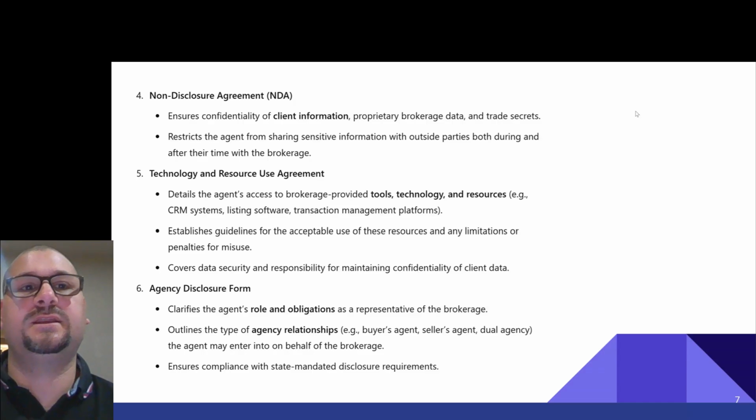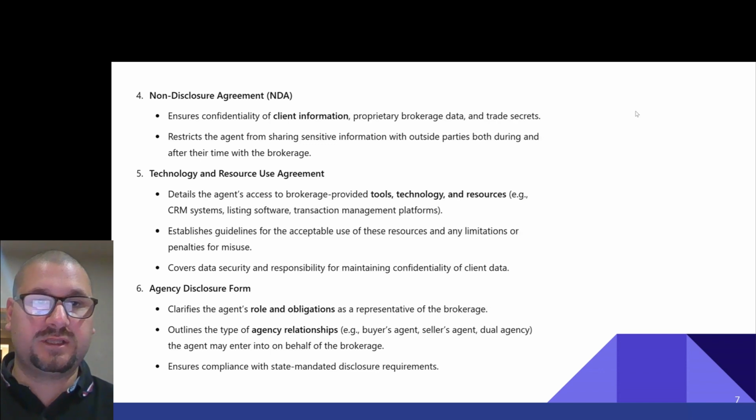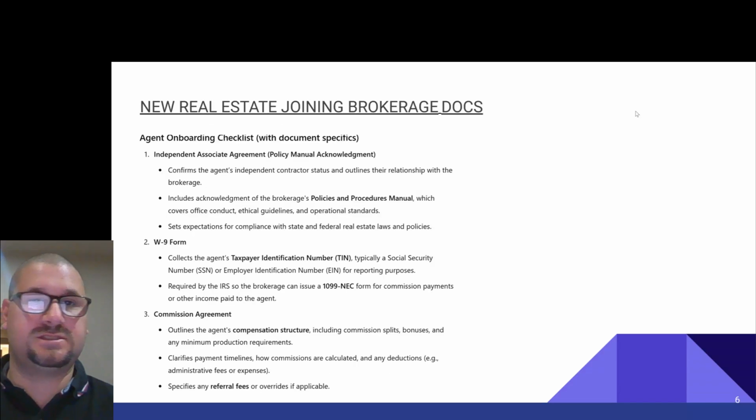You might have to sign an NDA disclosure, which ensures confidentiality of client information, proprietary brokerage data, and trade secrets. It's going to restrict the agent from sharing sensitive information with outside parties, both during and after their time with the brokerage. Typically, what I've signed in the past is just the policy manual agreement, W-9, and commission agreement. Usually the commission agreement is in the policy manual.